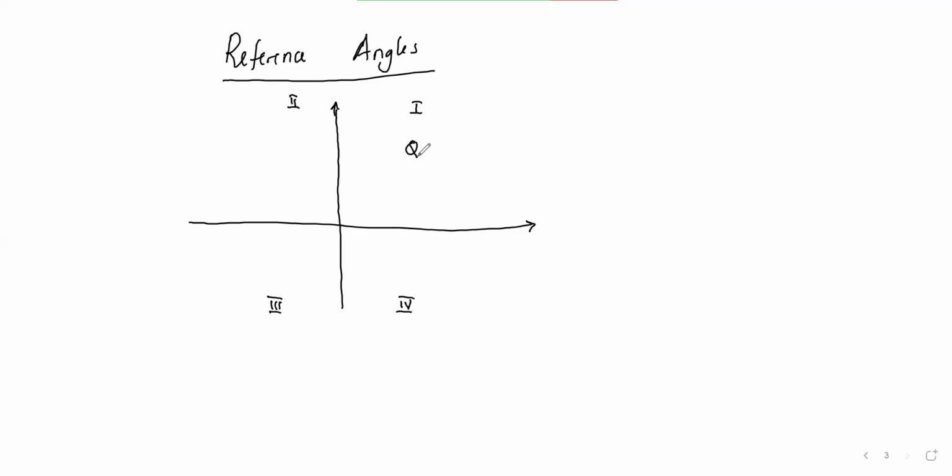A reference angle in the second quadrant to that theta is going to be the angle 180 minus theta. So we want all the reference angles to be between 0 and 90, so that the reference angle be in this region.